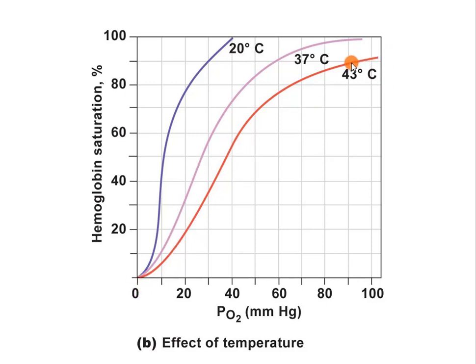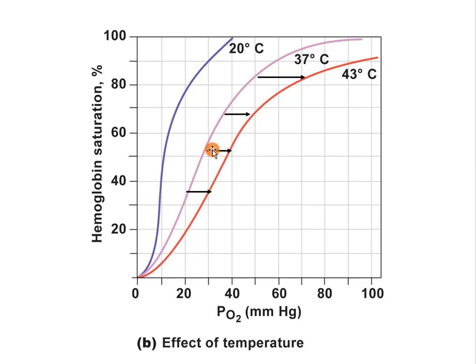This orange curve at 43 degrees Celsius, how would we describe that with respect to the normal body temperature line? Would we say this curve is shifted to the right, or to the left? What I would say is that this curve has shifted to the right. At every point, it's shifted over to the right. So at warmer temperatures, the hemoglobin dissociation curve shifts to the right. Okay, so there's your answer.